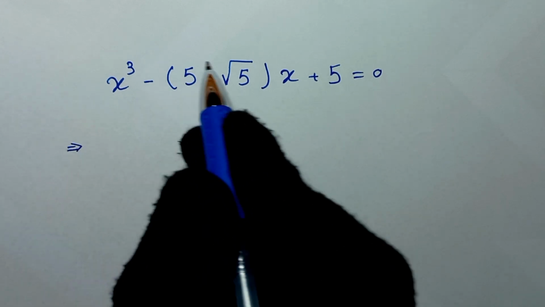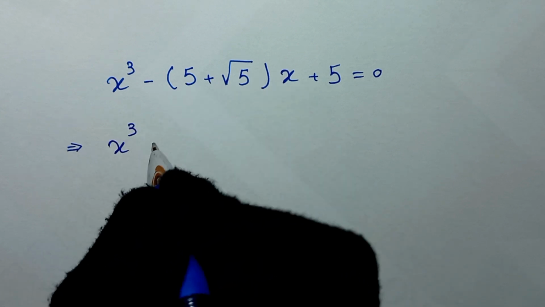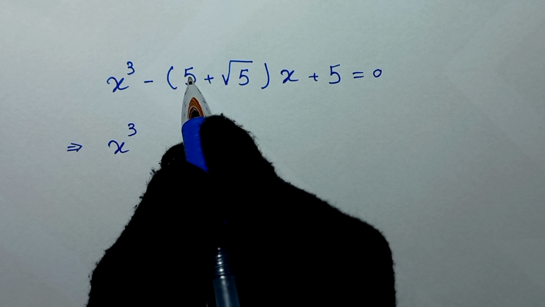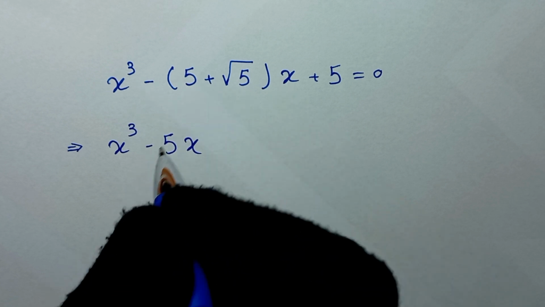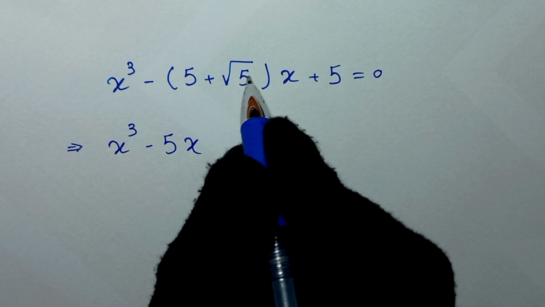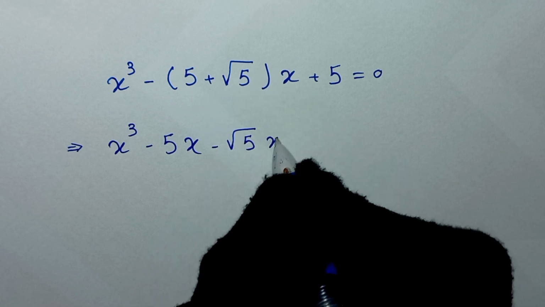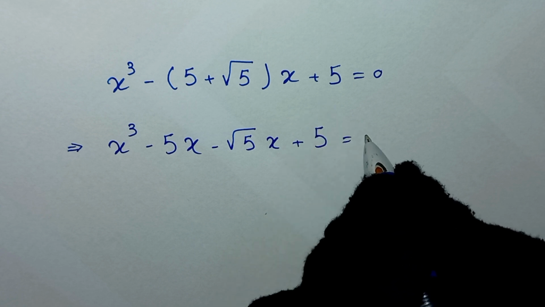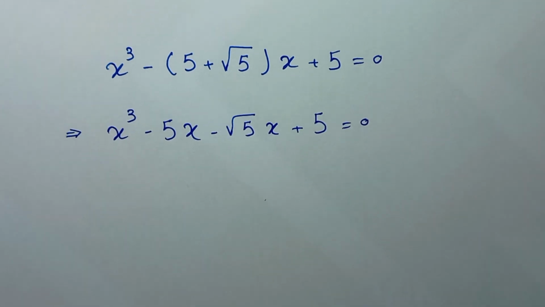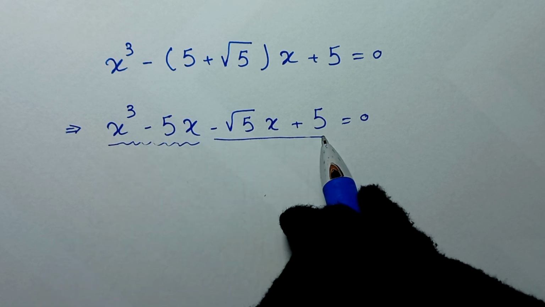we multiply this by this and it will be x cubed. Here, negative 5 times x will be negative 5x. And negative square root of 5 times x will be negative square root of 5x. And plus this 5 is equal to 0. And next step, we take these two parts together and these two parts together.